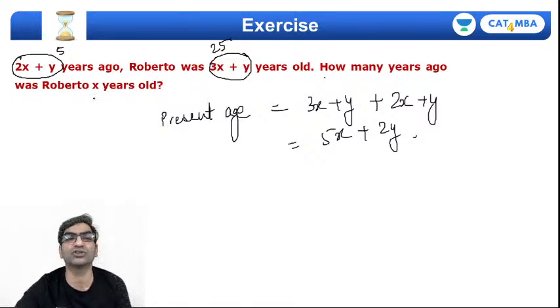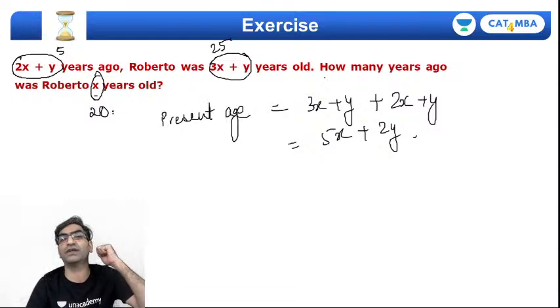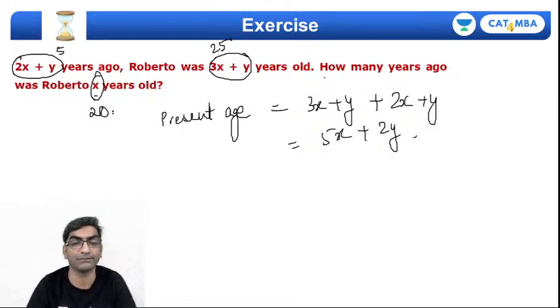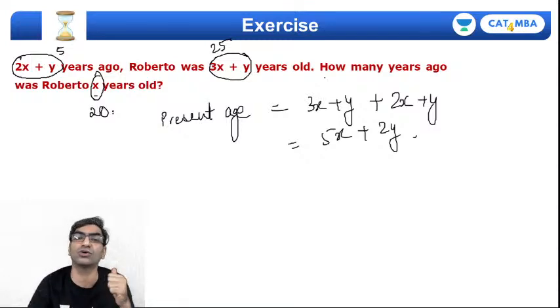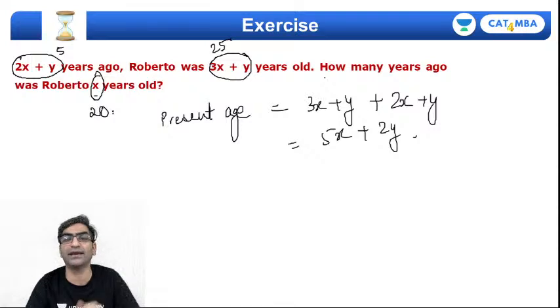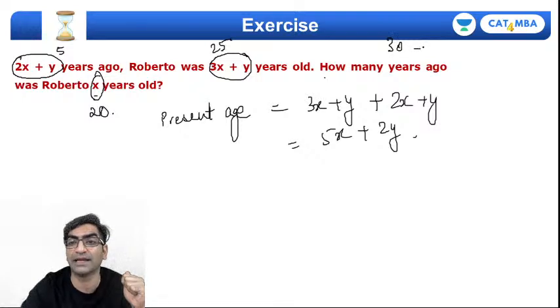Okay. Now let's read the question also. How many years ago was Roberto x years old? This again confuses. Okay. Let's substitute x with, let's say, some value, say 20. How many years ago? I know Roberto's age today. 5 years ago, Roberto was 25 years old, right? If 5 years ago he was 25, today he is 30. Okay, established. Now if I know that he's 30 years old today, how many years ago was he 20? If he's 30 today, he must have been 20 10 years ago. How did I get 10? I subtracted 30 minus 20, right?